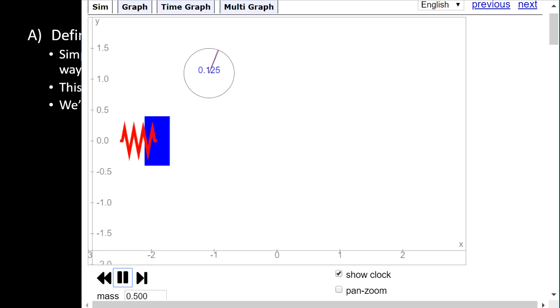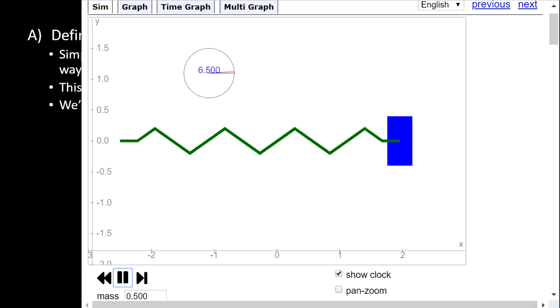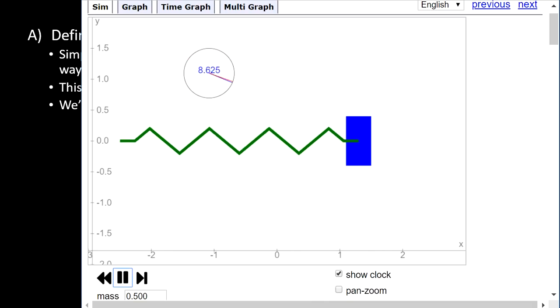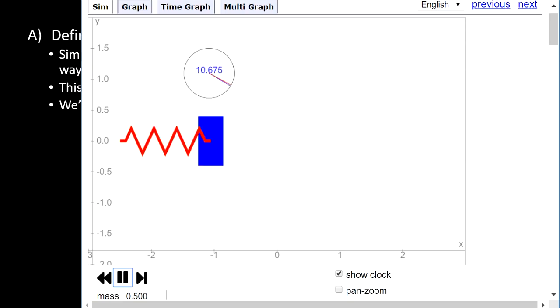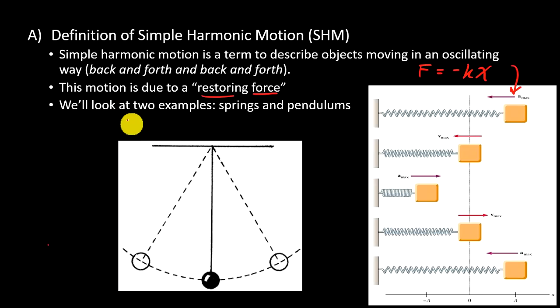I have a visual right here. Here we see a blue mass attached to a spring that's going back and forth. This is what I mean. This is simple harmonic motion. That blue block is just going back and forth. Okay? Like I said, we'll look at springs and pendulums.